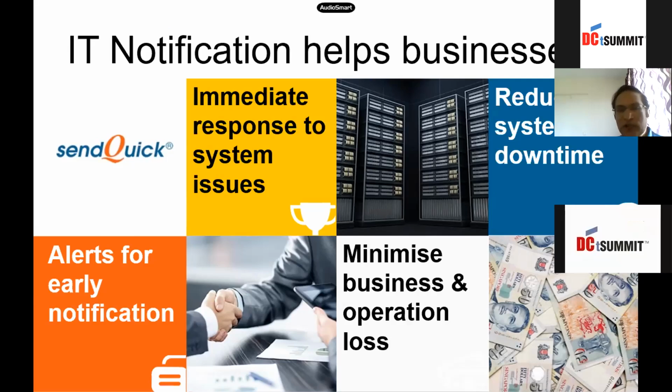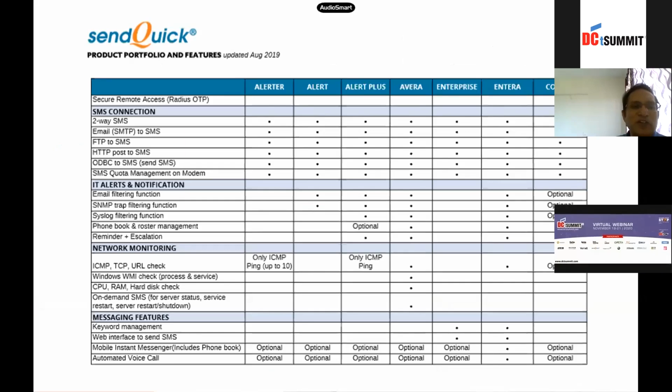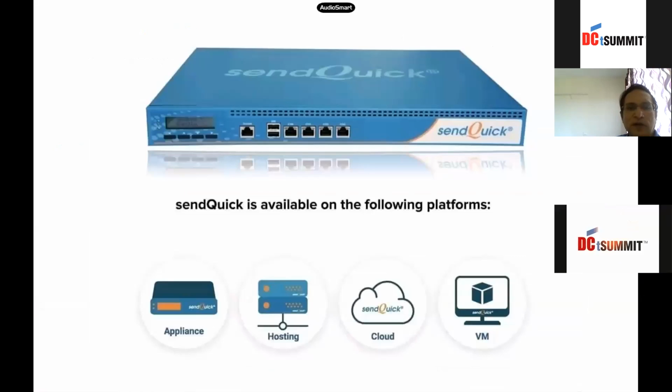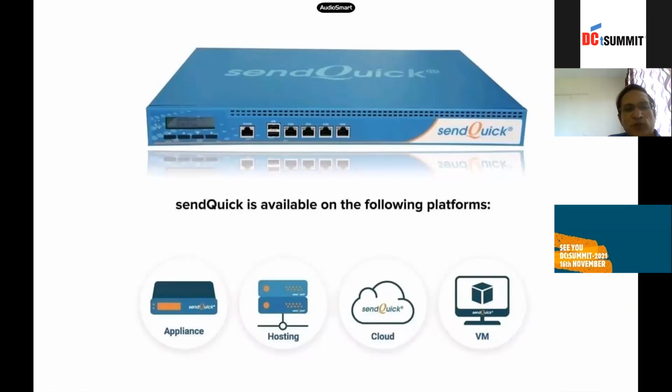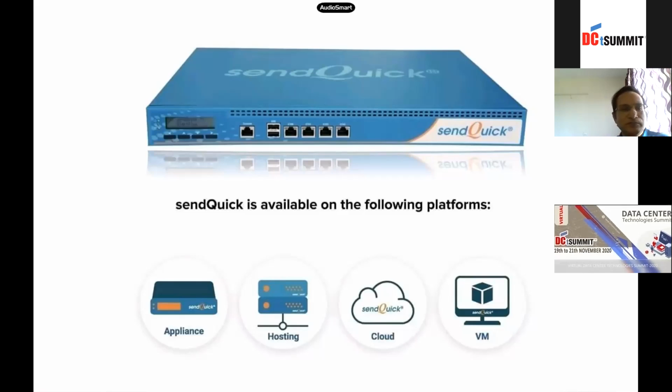Now, there are different models available in the sendQuick portfolio. We will be sending this to you, so don't worry too much about it. There's a comparative matrix of the different products in the sendQuick portfolio for your easy reference and understanding. It will be sent to you. Also, sendQuick is available on four different platforms, such as on-premise appliance, virtual image on VMware, hosted on a public cloud, and software as a service to cater to the unique needs of individual organizations.